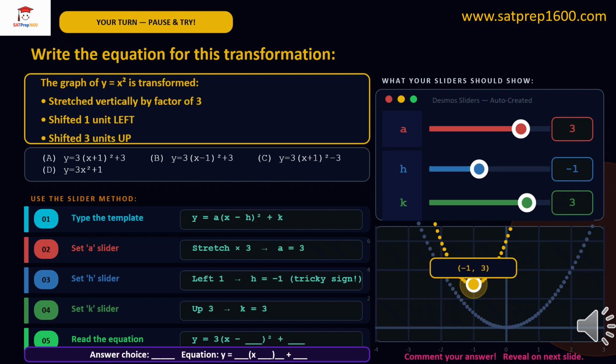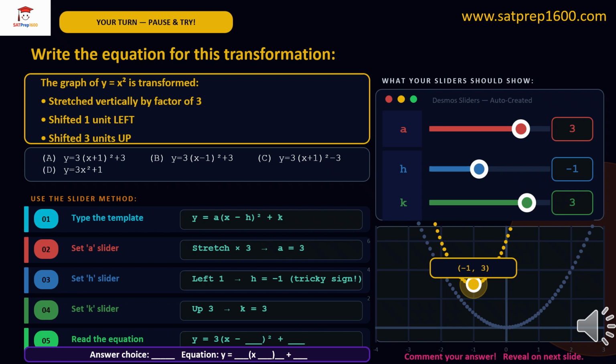Pause the video. Hit pause. The graph of y equals x squared is transformed: stretched vertically by a factor of 3, shifted 1 unit left, and shifted 3 units up. Write the equation. Your choices are on screen: A, B, C, or D.